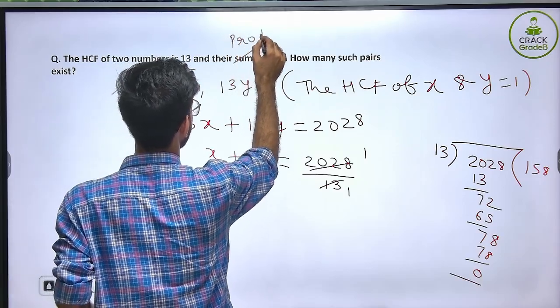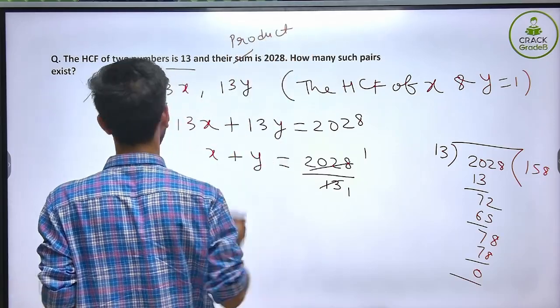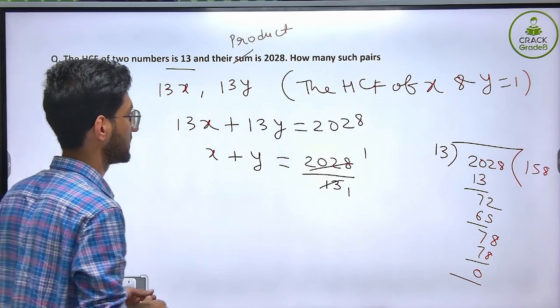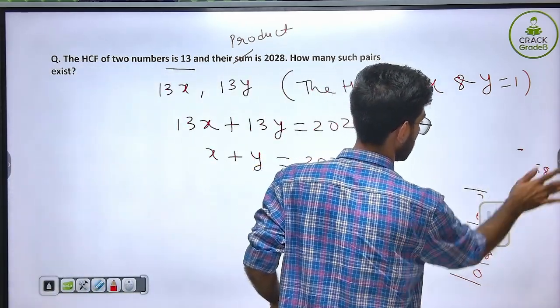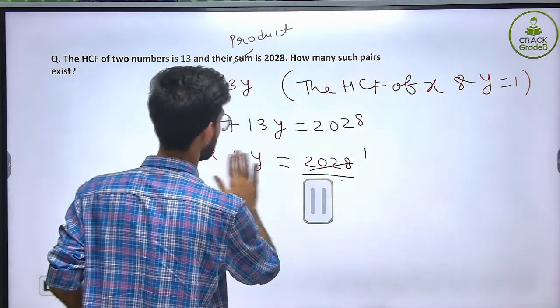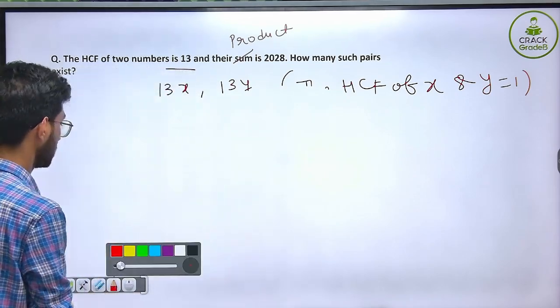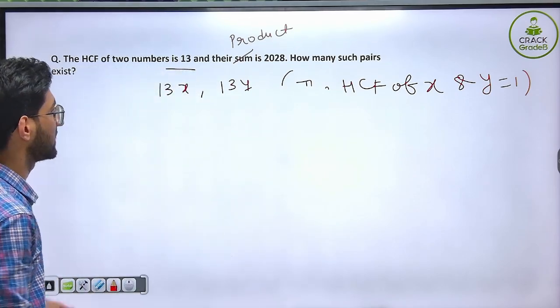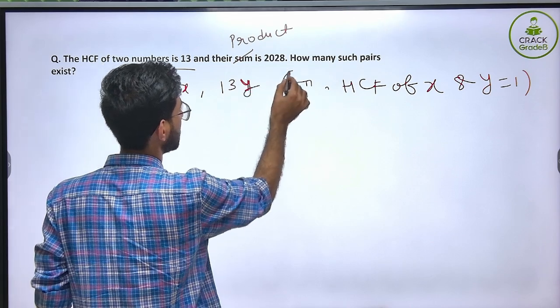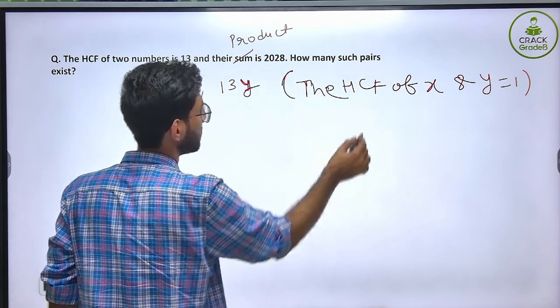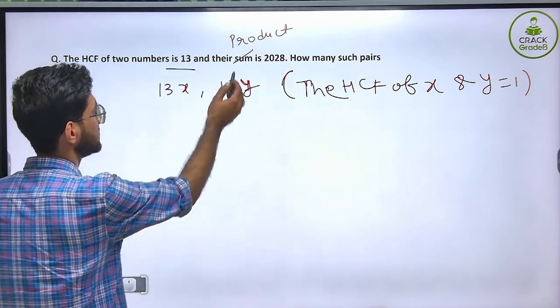Their product is 2028. Wait, their product is 2028. So what does that mean? We have assumed that the numbers are 13x and 13y, and the HCF of x and y is 1.